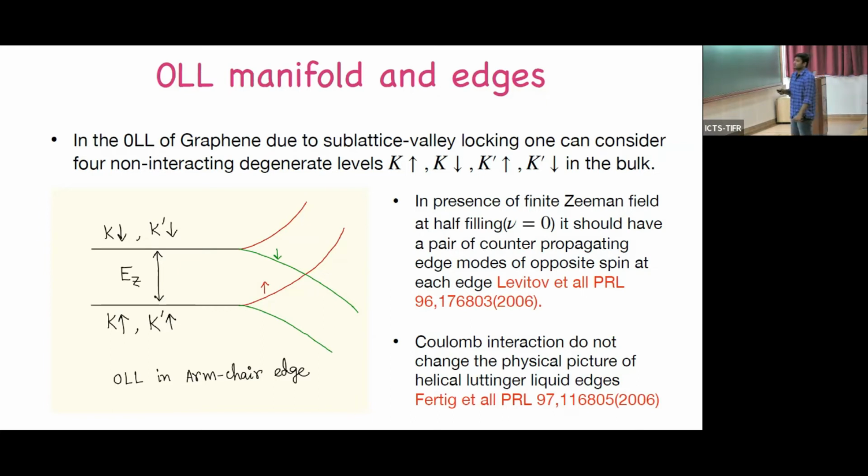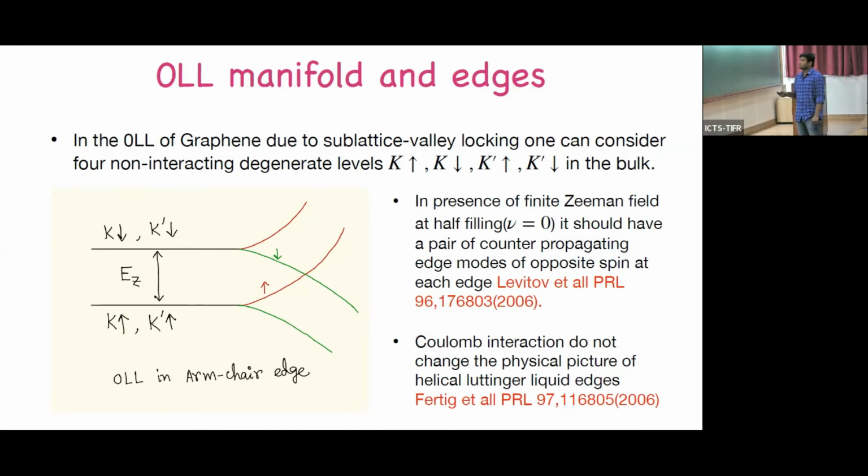can solve the Hamiltonian. Now what people found is, let's say in any real system you will have some finite Zeeman energy. This will create a gap in the bulk, because the finite Zeeman energy will polarize the state to up spin.